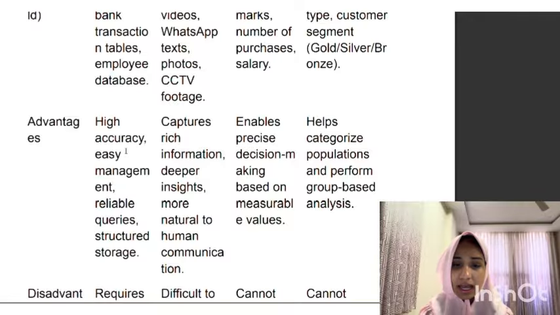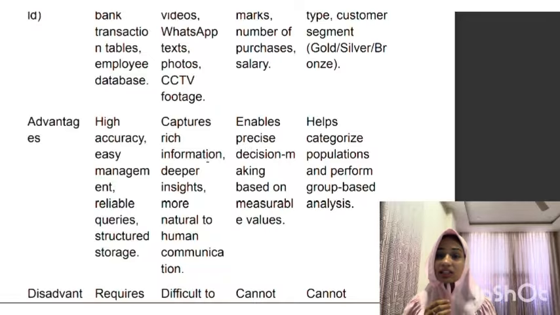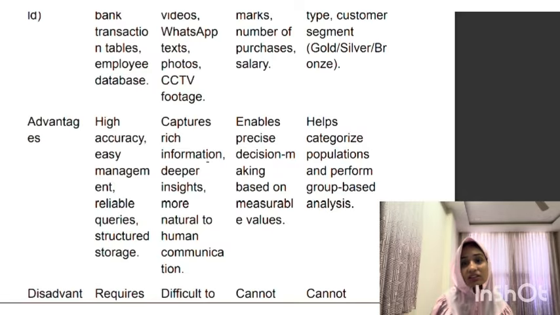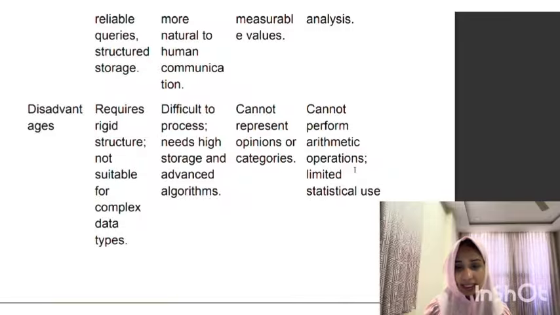Advantages: high accuracy, we can easily manage it, we have reliable queries which can give us the output. It is structured storage, means it is stored in a structured way, captures rich information. Unstructured data has rich information because it is raw, deeper insights, more natural to human communication. Enables precise decision making based on measurable values, helps categorize population and perform group based analysis.